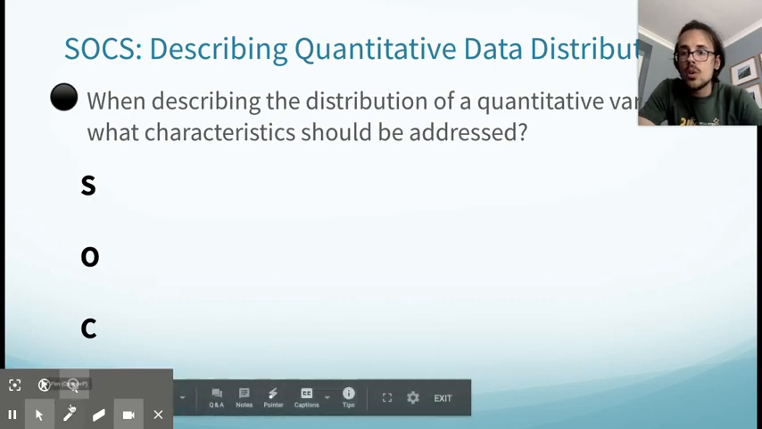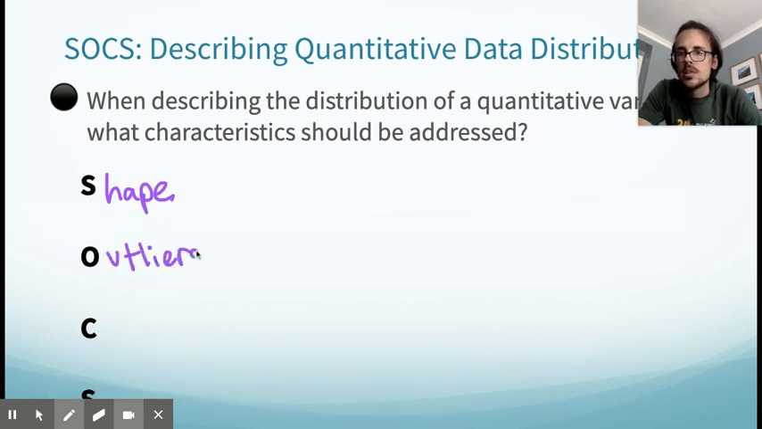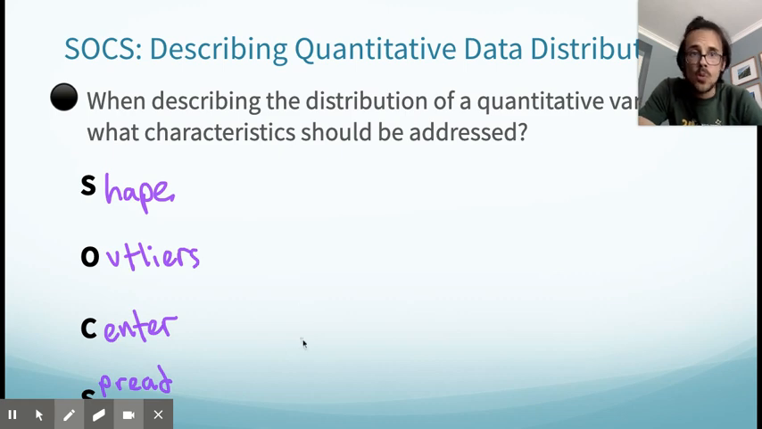So whenever you address a graph of quantitative data, the 4 things you need to make sure you address are shape, outliers, center, and spread. So those 4 features, anytime it says describe this quantitative graph for me, describe this graph, you need to address these 4 things.